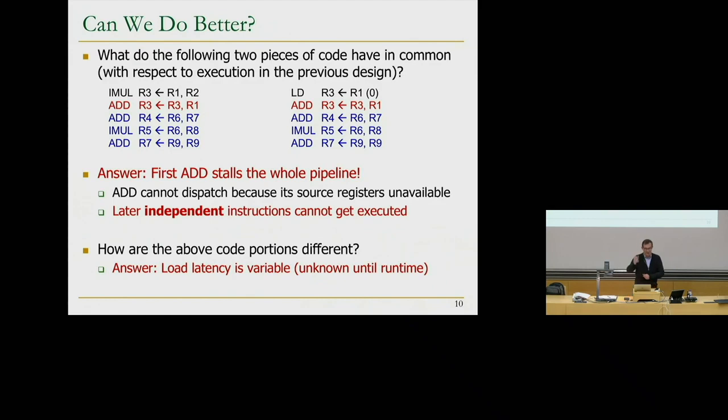And if you want to do the code reordering at compile time, you may not always know the latency. So even multiply latency could be variable, but load latency is a lot more variable because you may hit in the cache, it could be 3 cycles, 1 cycle. You may hit in the next level cache, it could be 40 cycles. You may hit in the next level cache, it may be 80 cycles.